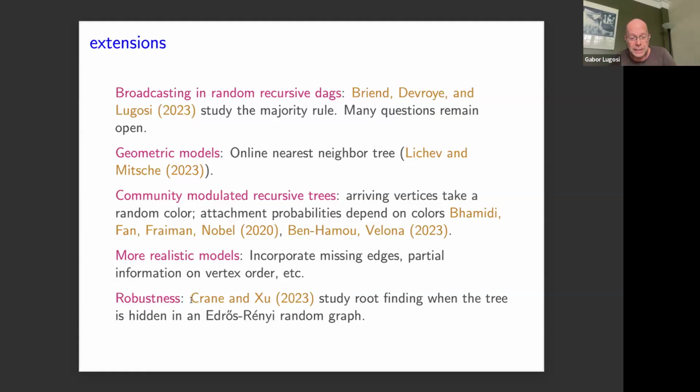So there's this really nice paper by Crane and Zhu where they introduce a model where what you observe is a tree union an Erdős-Rényi random graph. So the tree is sprinkled with random edges, and for preferential attachment, things work out because the high degree vertices can still be seen. For uniform attachment, this is a much bigger challenge.